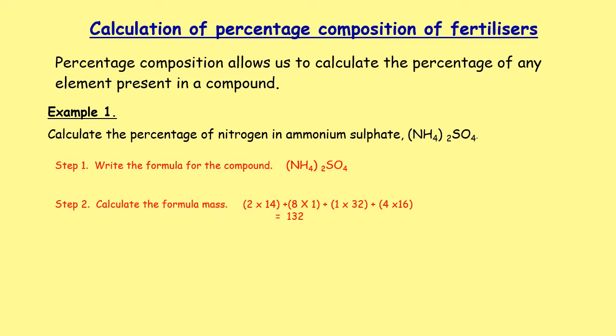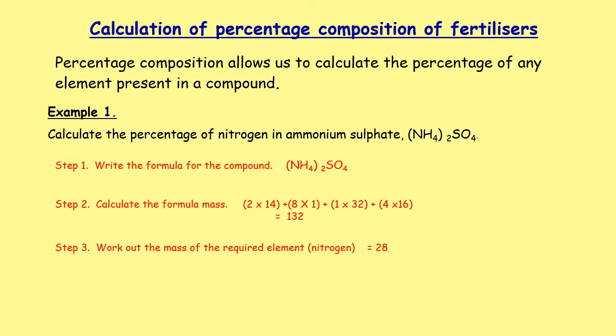The next thing you need to do is calculate the formula mass, otherwise known as the gram formula mass, or GFM. To do this, you work out how many there are of each element and multiply it by the mass of each element. You would find the mass of each element in the data booklet on page 7. So for this one, there are 2 nitrogen atoms, so that's 2 times 14. There are 8 hydrogen atoms, so that is 8 times 1. There's 1 sulfur, so that's 1 times 32, and there are 4 oxygens, which is 4 times 16. When you add all of those together, you find out that the gram formula mass of ammonium sulfate is 132.